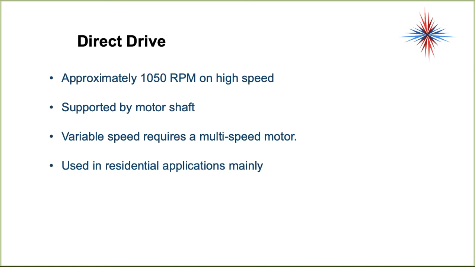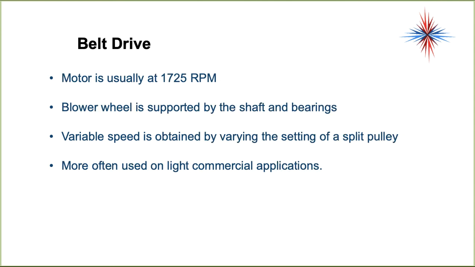Direct drive runs about 1050 RPM on high speed. It's supported by a motor shaft, and if you have variable speed direct drive, it requires a multi-speed motor. They're mainly used in residential applications, even though they're starting to make it into the smaller commercial applications as motor technology improves.